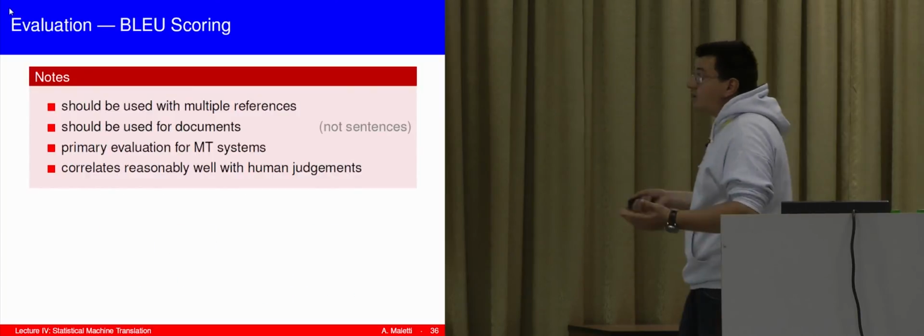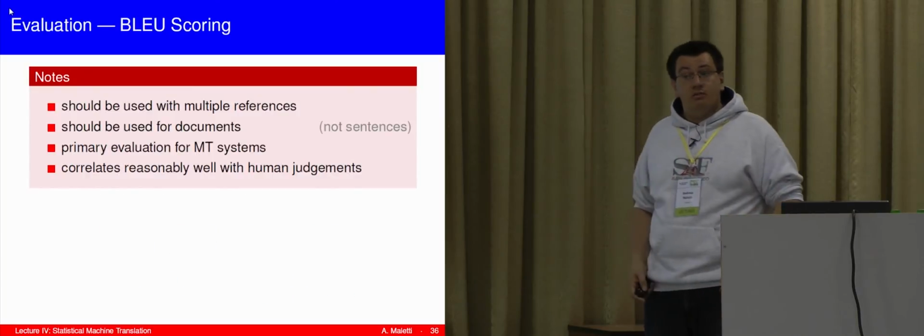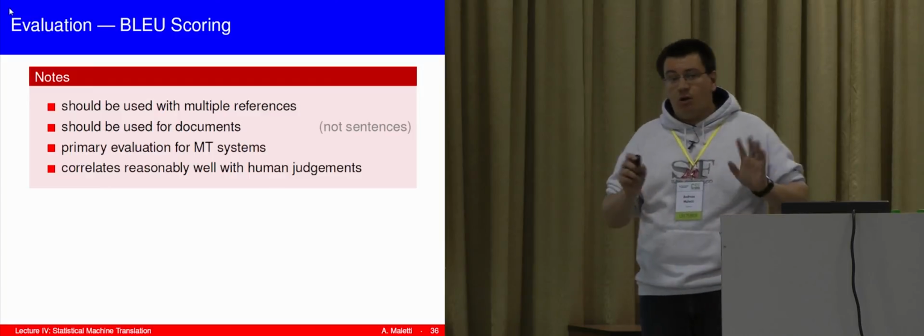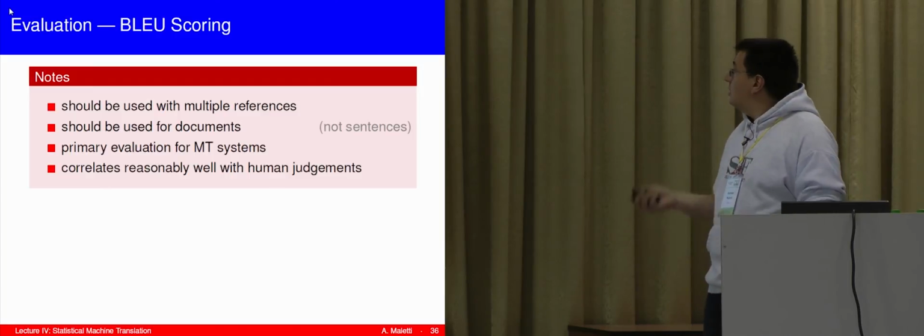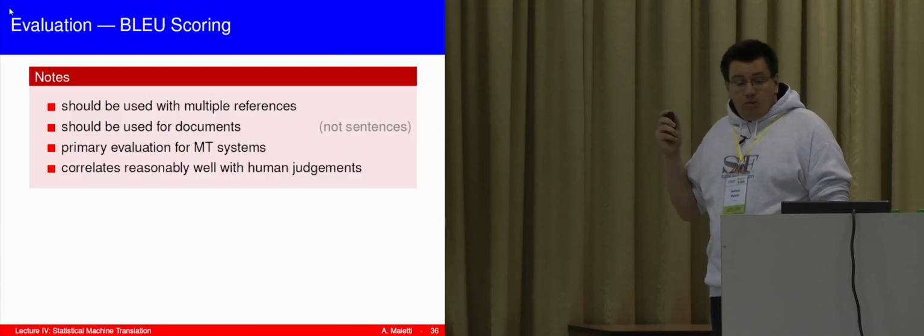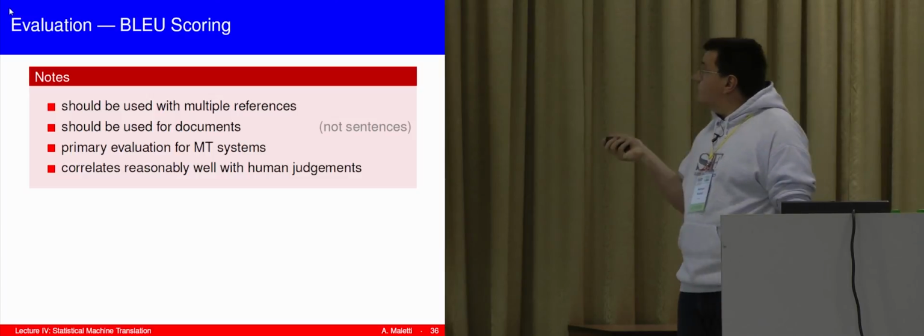Okay. So this is how you score. This is really the scoring procedure, right? Nothing else happens. This is the score. This is the target function. Now it is known that BLEU should be used with multiple references.